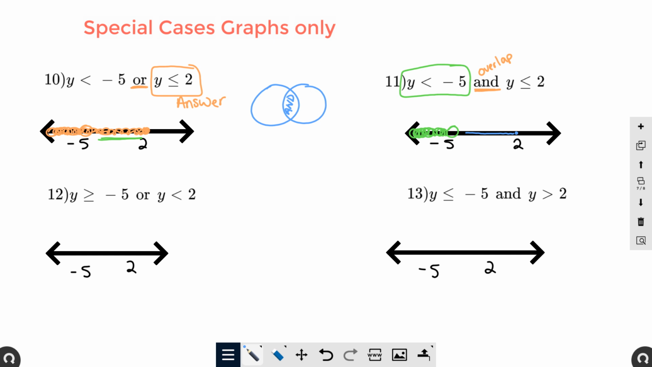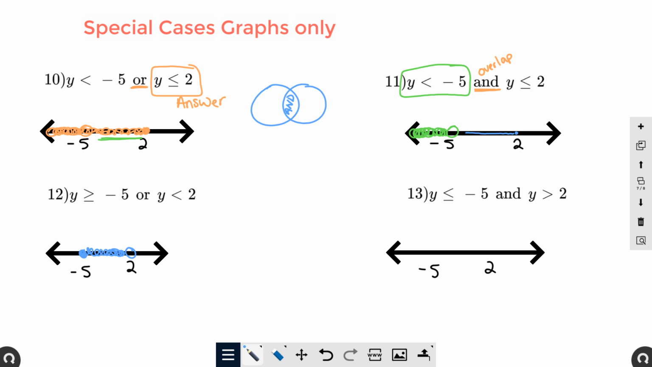All right, let's try number 12. Now, 12 says y is greater than or equal to -5. So open or closed circle at -5? Closed. Which way would I shade? To the right. Okay? Because it's eating the letter. Now, y is less than 2 means I have an open circle and I shade to the left. What does that look like?